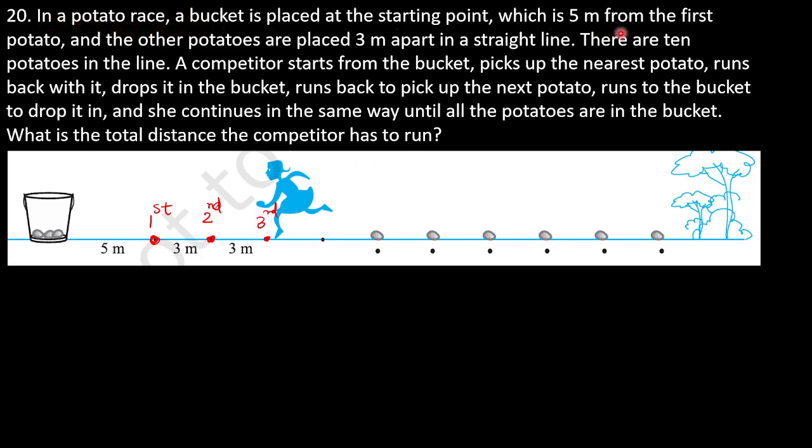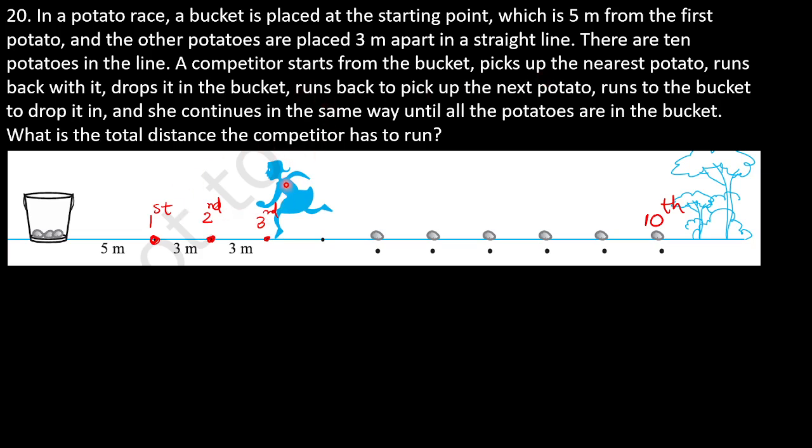In a potato race, a bucket is placed 5 meters away from the first potato, and the other potatoes are 3 meters apart in a straight line. The distance between each potato will be 3 meters. Look at the diagram. There are 10 potatoes. 1, 2, 3, 4, etc. This is the 10th potato. There are 10 potatoes arranged in a line.